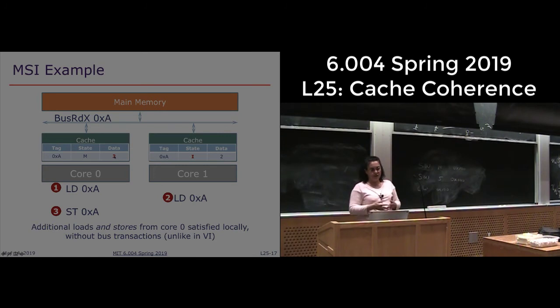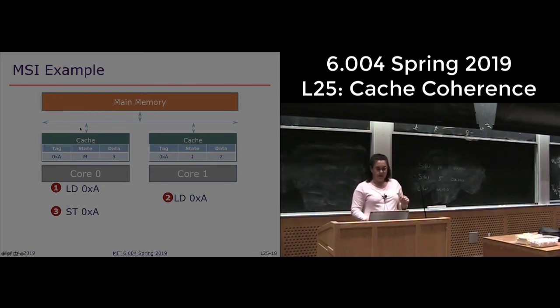Now, additional loads and stores only from core 0 can continue to be satisfied locally, right? So if I do another store in this cache, that's no problem. I can continue to do it and not involve the bus or main memory at all. Okay, so now let's see what happens when core 1 comes along and it also wants to do a store to address A.